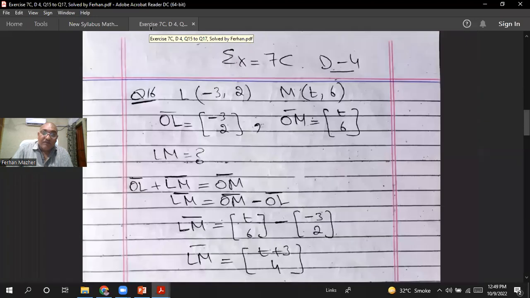Okay, so this is the position vector. With the help of the position vector formula, I will find it out. So OL will be minus 3, 2, and OM will be t, 6. LM is the question. According to the position vector formula, OL plus LM equals OM. So LM will be equal to OM minus OL, where OM is t, 6 and OL is minus 3, 2. So it will be t minus minus 3, that will be t plus 3. 6 minus 2, that will be 4. So this is how you write LM in terms of t.